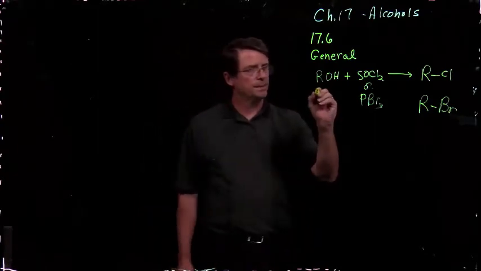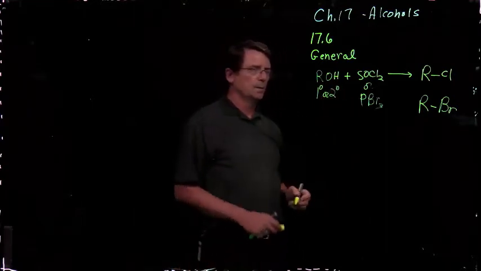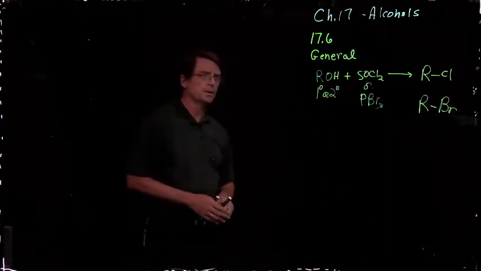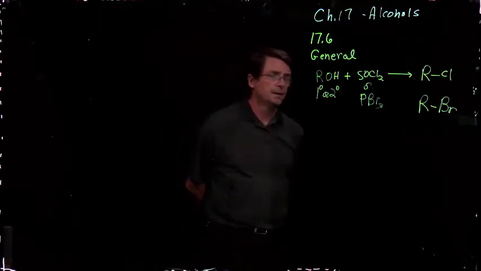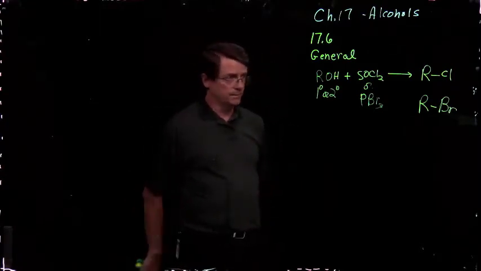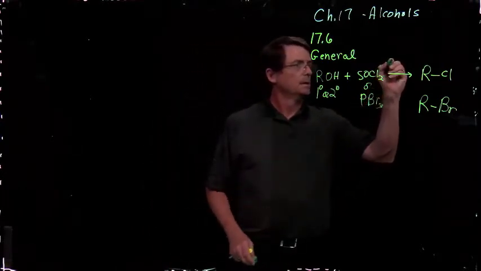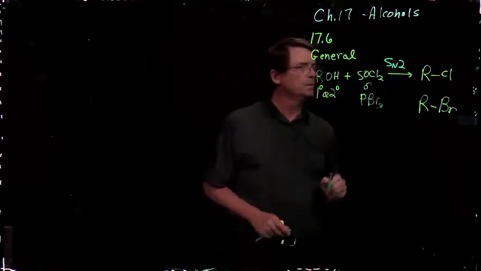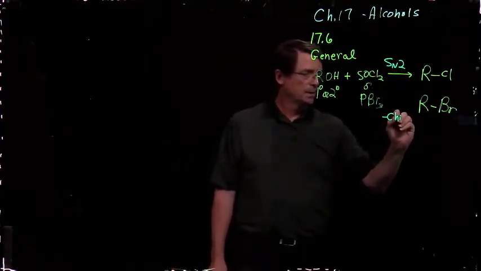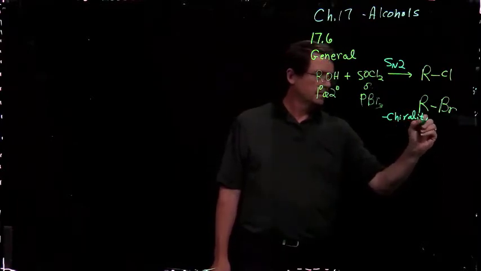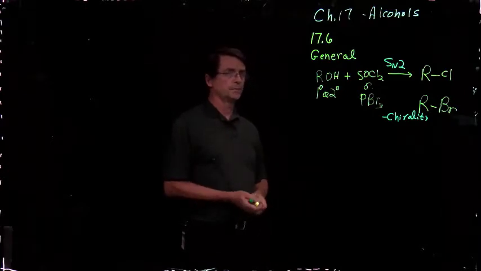The scope and limitations here are that this is primary or secondary. We don't need these reagents for tertiary. Remember, tertiary alcohols with hydrochloric acid or hydrobromic acid will go through an SN1 mechanism. These are SN2 reactions, which means we can use that for chirality interconversions. That's an important point for us to realize.